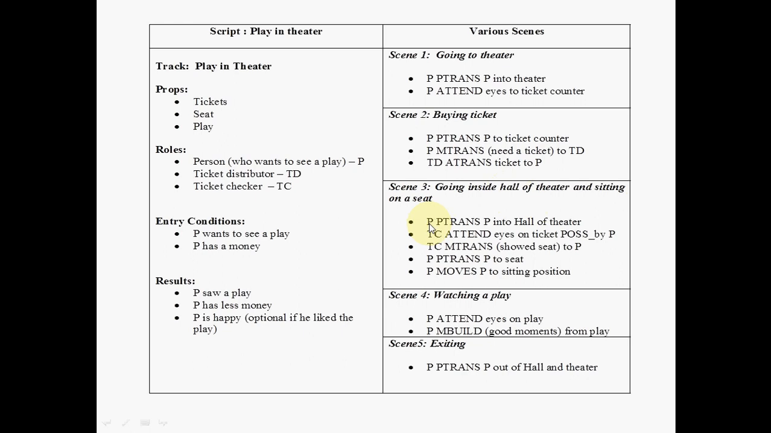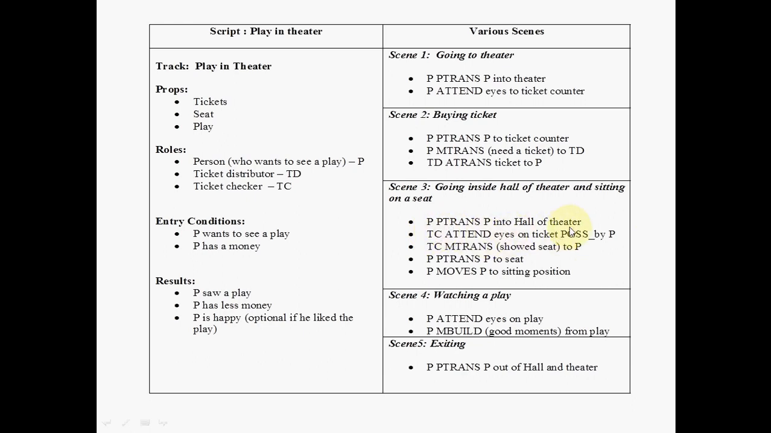So now P, who is currently at the ticket counter, after purchasing the ticket, P trans himself, he moves himself into the hall of the theater, right? Now once you are inside the theater, you are not going to go and sit anywhere. You are going to look out for the correct seat number. So TC attend eyes. Attend is basically focusing the stimulus on a particular object. He is carefully seeing where is my seat number. So TC attend eyes on ticket, possessed by P.